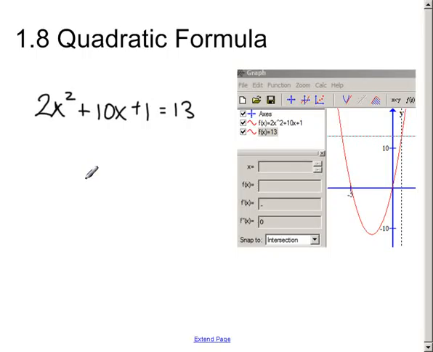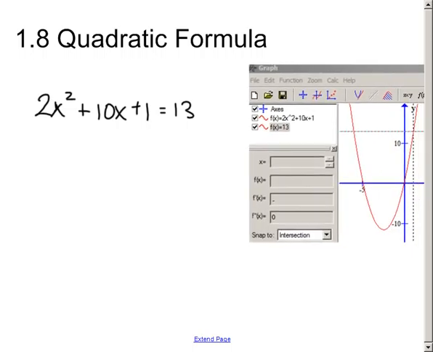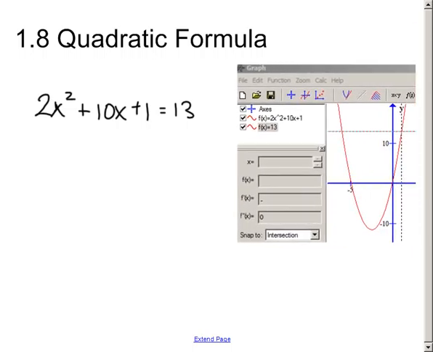All right, now completing the square always works, but there are times when it's more complicated than it should be, and this might be one of those times. We have 2x squared plus 10x plus 1 equals 13, and we've looked at this before, and graphically we can look and we can see that this has values of positive 1 and negative 6. So we're going to use this again just so that we can see that we've done our work correctly and have some confirmation of our work.